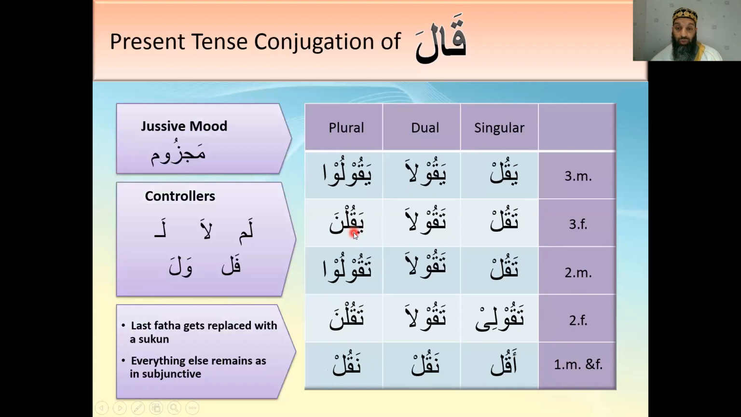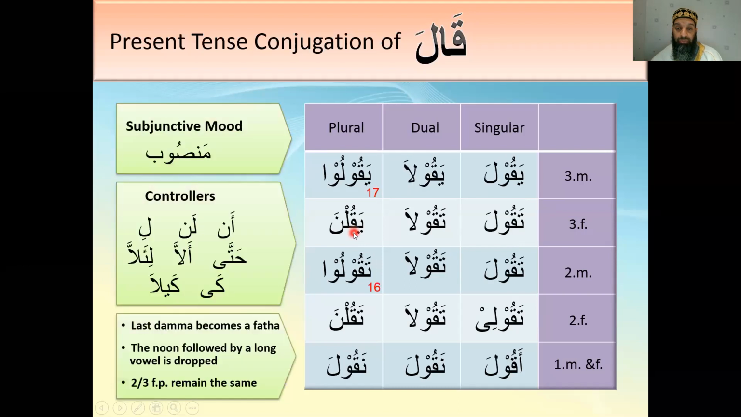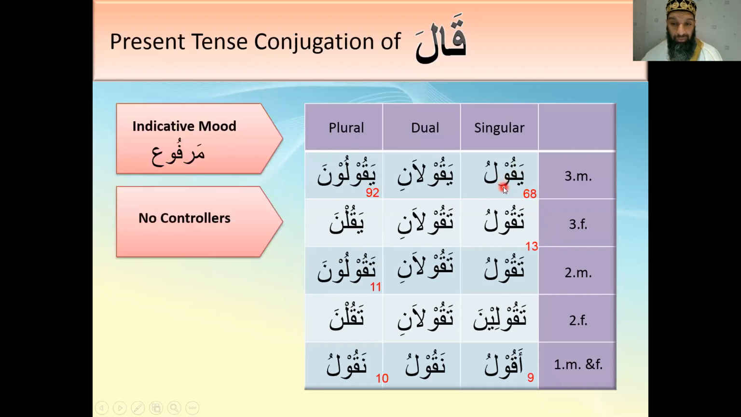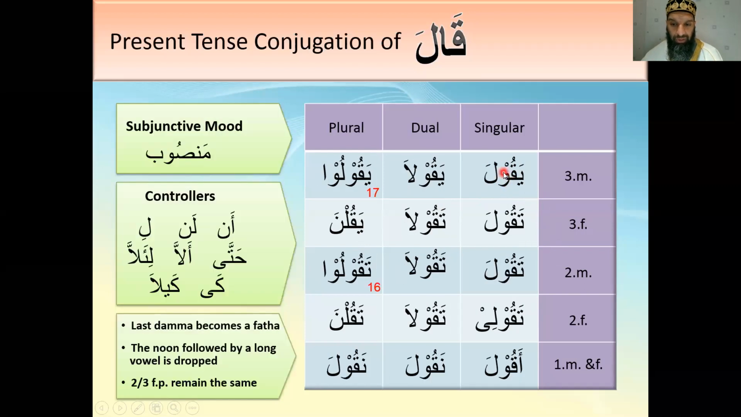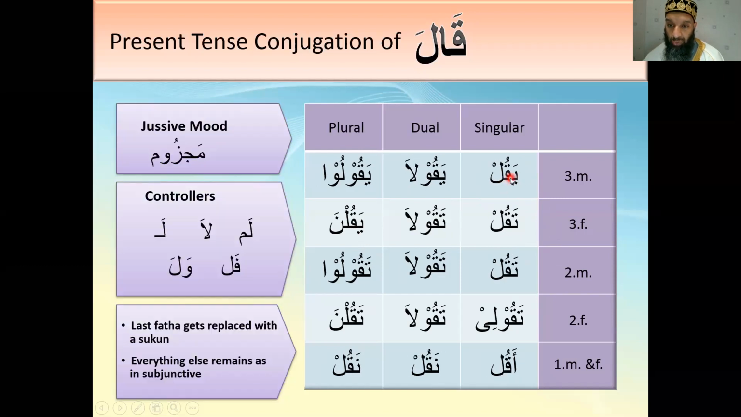And this is the majzoom. Look, so in the weak verb for qala, there's a bit more difference. There's a bit more happening in the majzoom. Look at this. Yaqulu becomes yaqula. Now, if you put a majzoom, you put a sukoon there, in Arabic, you don't get two sukoons coming together. You don't get a waw with sukoon and a lam sukoon coming together. So something has to give. So the waw drops.